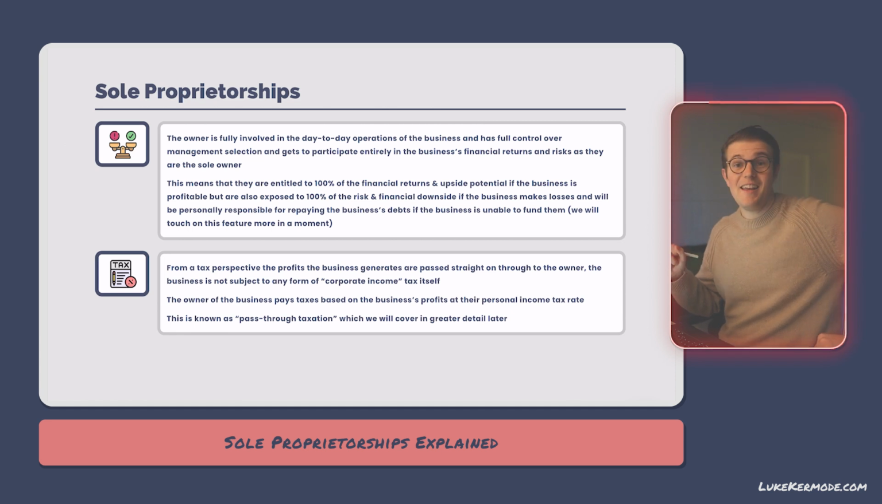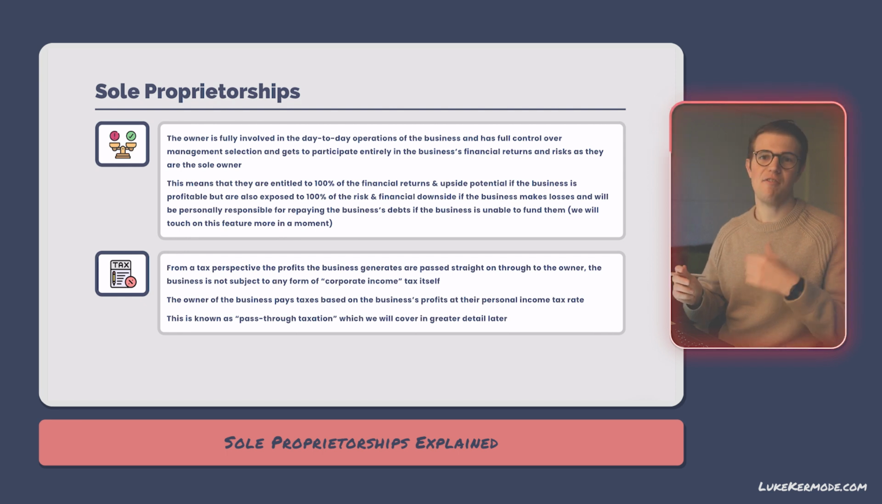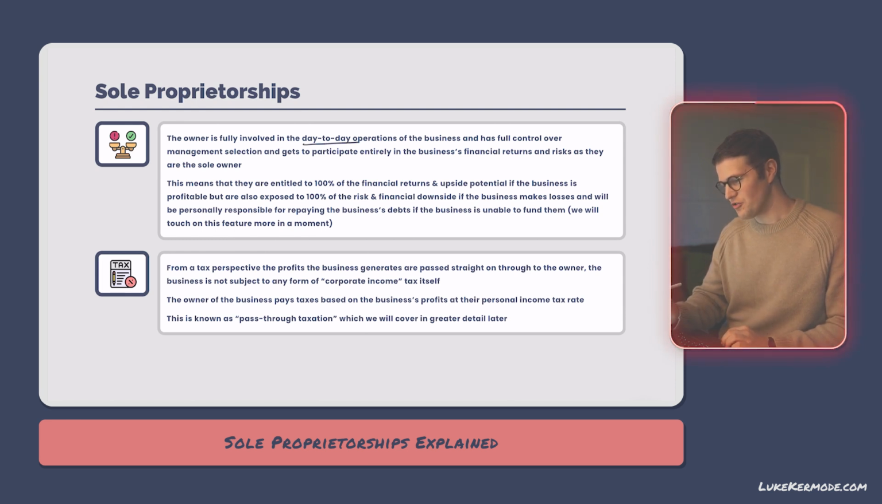Typically, because sole proprietorships are small businesses, the owner is involved in the day-to-day operations. So they're heavily involved in the mechanics of the business. They get up early. They're involved in producing the product, selling the product. And they have full control over management selection. If they want to outsource management responsibilities for the business, they have full control over that.